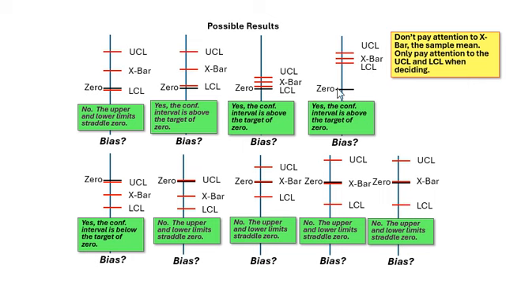0 is way outside, so there is bias. 0 is outside upper, there's bias. 0 is inside, no bias. 0 is inside, so no bias. And 0 is inside the confidence intervals, so therefore there's no bias. Okay, so that's what you have to do in your lab.